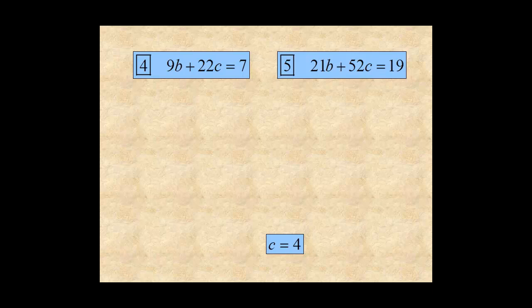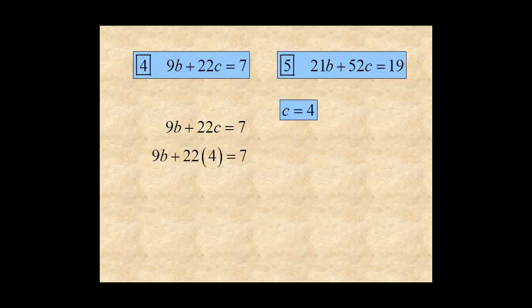Now that you have c equals 4, find the value of b from either equation 4 or 5. In this case, substitute c equals 4 into equation 4. (22 times 4 is 88). Subtract 88 from both sides, divide by 9, and you get b equals negative 9.